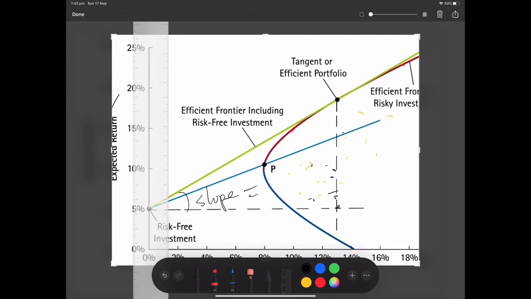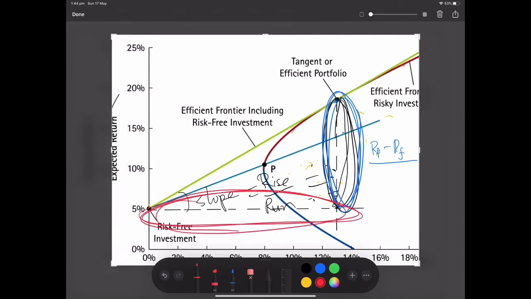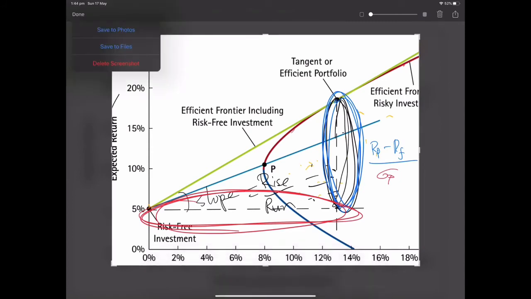So the slope of this line equals rise over run. And rise equals what? Rise equals this area. Actually, why don't we just use this blue area. And that equals your portfolio return over here minus risk-free return. That's your rise. And what's your run? This is your run, right? Rise over run. And that's how you calculate the slope, right? And the run would be portfolio risk. And this is known as the Sharpe ratio, right? Let's go back to the lecture slide.